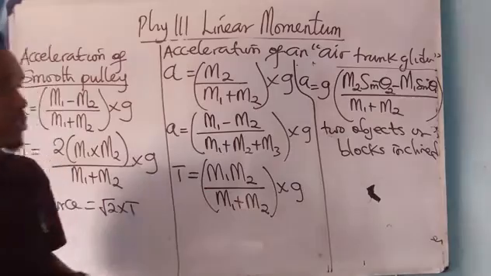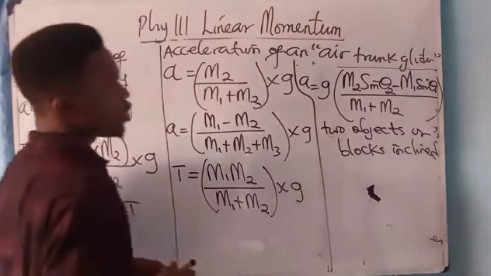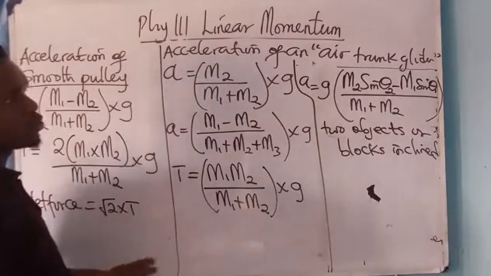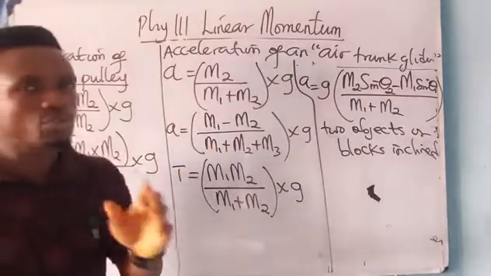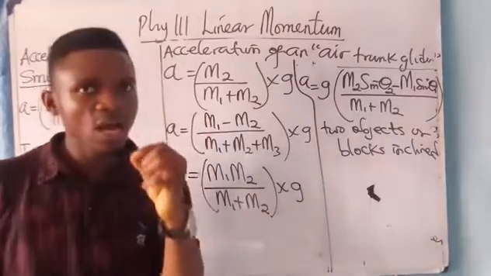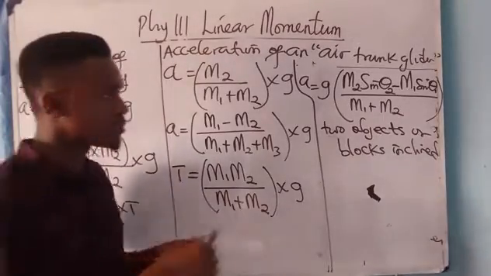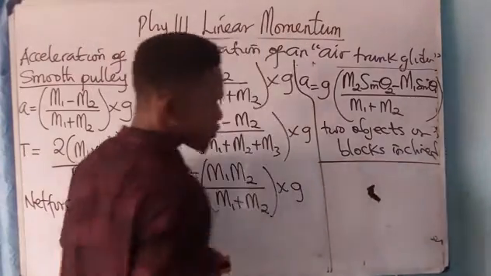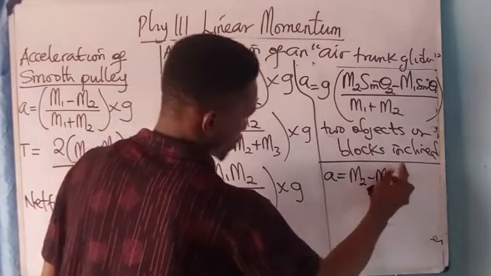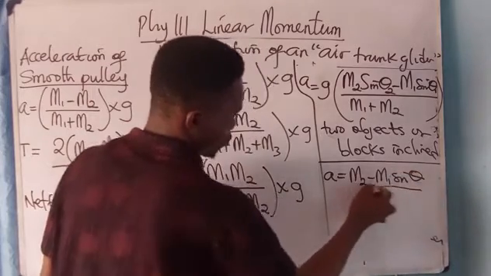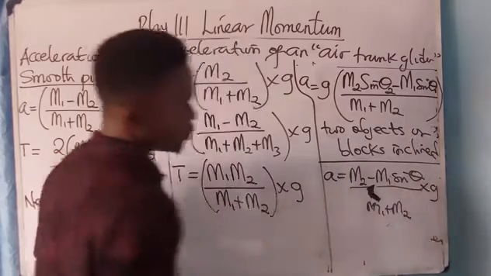All right, two objects or blocks on inclines having angles. Now when two masses are accelerating on a frictionless surface plane, these forces are found on a frictionless surface plane. Acceleration is usually (m2 minus m1) sine theta over (m1 plus m2) times g. Do not forget.